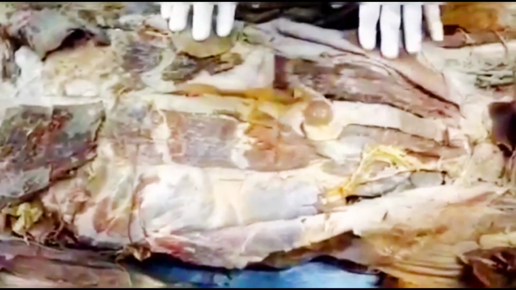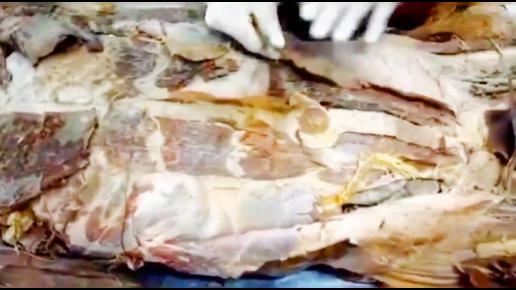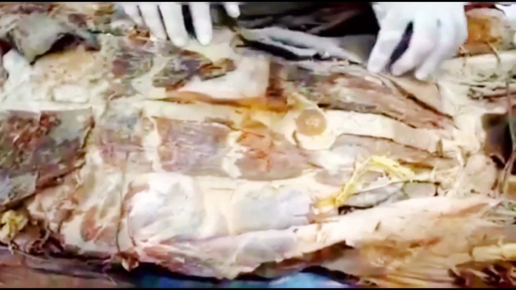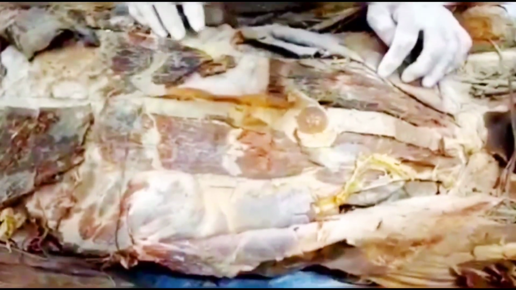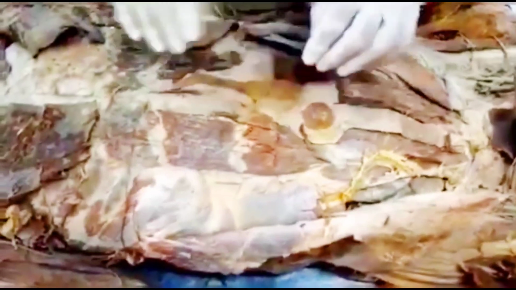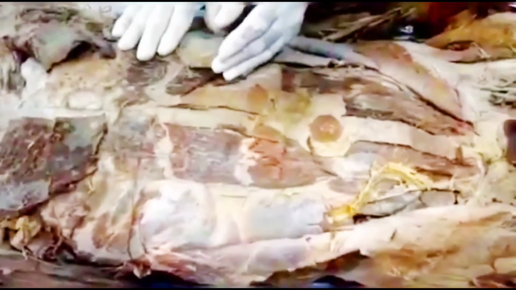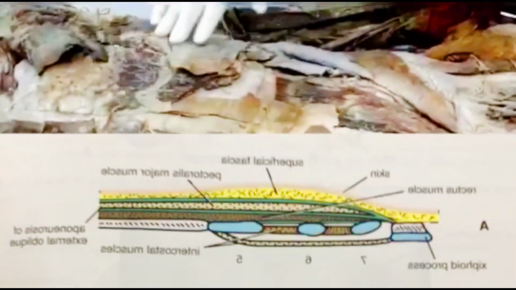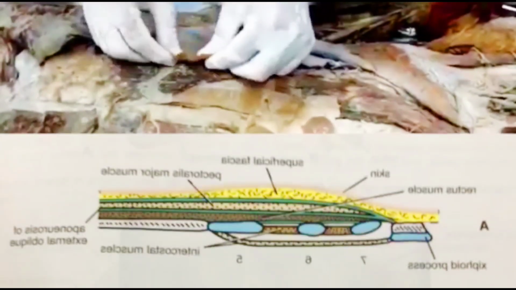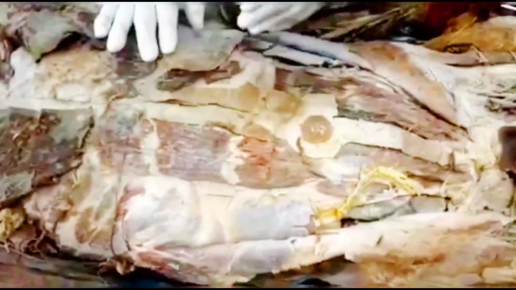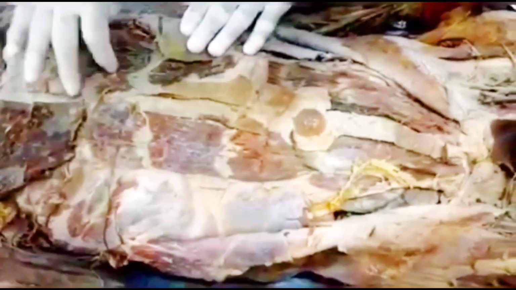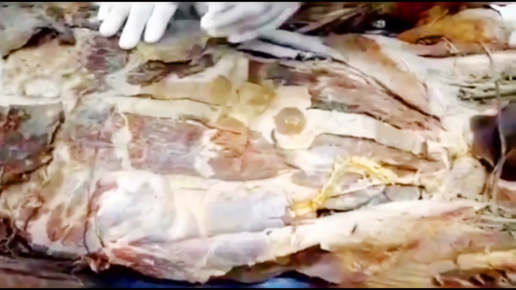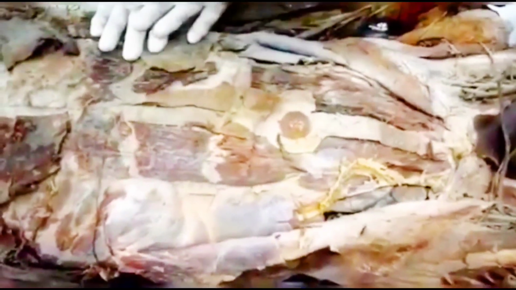The rectus sheath is formed by the aponeuroses of the external oblique, the aponeuroses of the internal oblique, and the aponeuroses of the transversus abdominis. Now, there are three levels. One level is above the costal margin. Above the costal margin, the rectus sheath anteriorly is formed by the aponeurosis of the external oblique only. And posteriorly, as the muscle is attached to the 5th, 6th and 7th costal cartilages, the posterior layer of the rectus sheath is absent here.